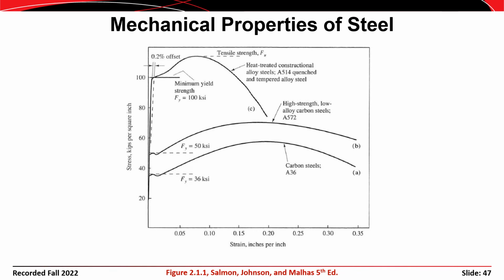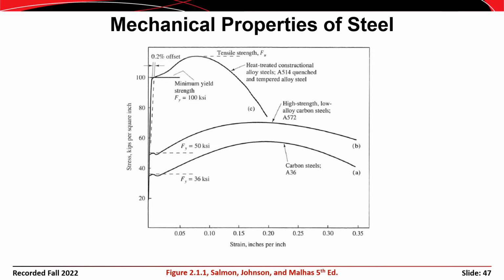This shows the stress strain response of a number of different grades of steel. So the lowest curve is a grade 36 steel, A36. That would be a carbon steel, a mild steel, different words for the same thing. The middle curve is grade 50 steel, high strength, low alloy, HSLA steel. And that's the one that you would commonly see for W shapes.